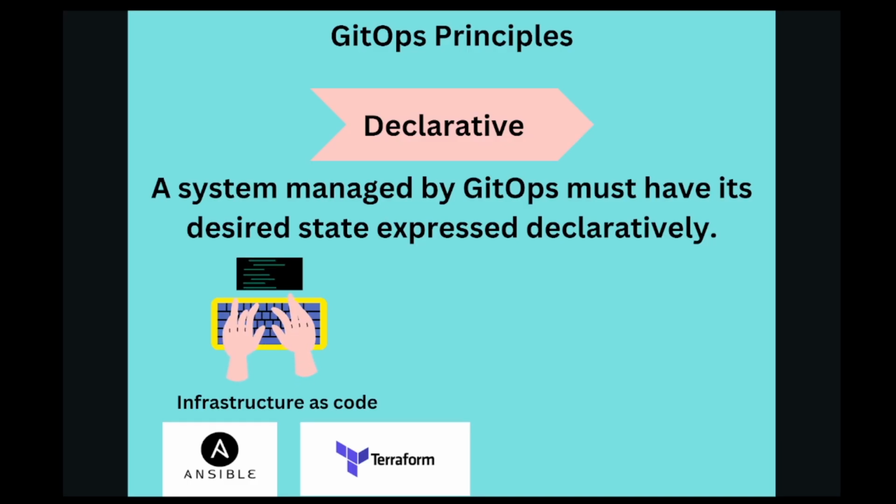Let us go through the GitOps principles. So, the first principle is declarative. It states that a system managed by GitOps must have its desired state expressed declaratively. So here, what is desired state? It is a description of how the system should operate. So we declare it in the form of YAML. Whatever description or whatever you want to implement will be declared in the form of YAML. And that is what we call infrastructure as code. So you may be using Ansible or Terraform for doing that.